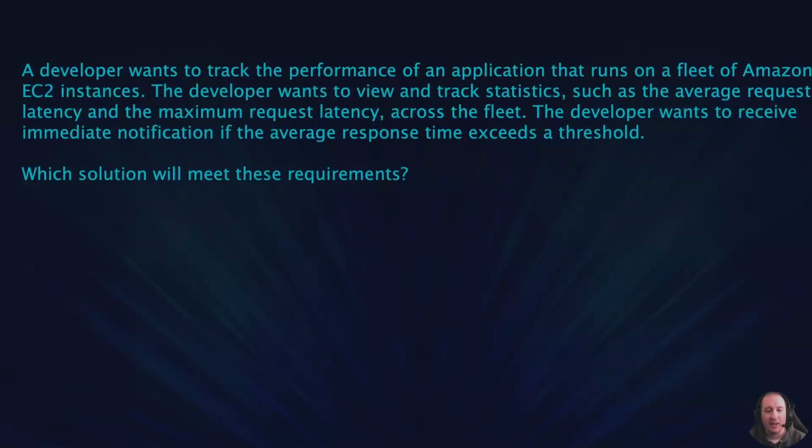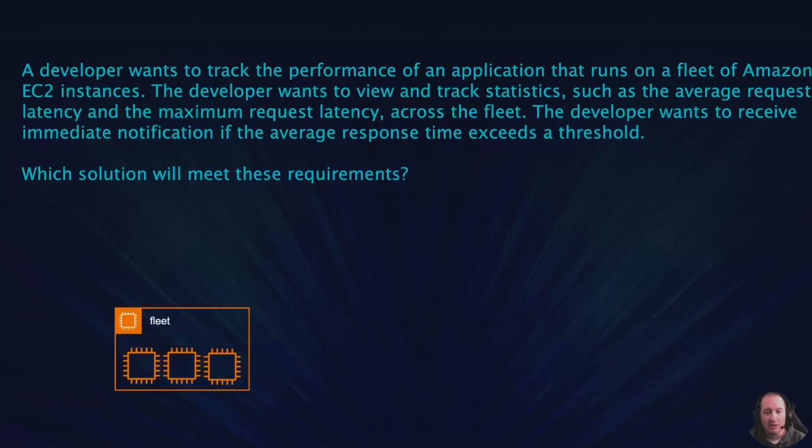Let's get into it. Taking a look at our exam question for today, we have a developer who wants to track the performance of an application that runs on a fleet of Amazon EC2 instances. The developer wants to view and track the statistics, such as the average request latency and the maximum request latency. This could be across the entire fleet. The developer wants to receive immediate notification if the average response time exceeds a threshold. And what's going to be the solution that meets these requirements?